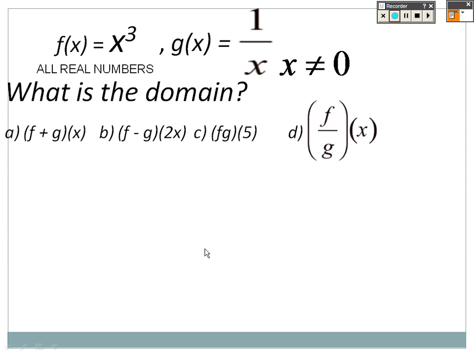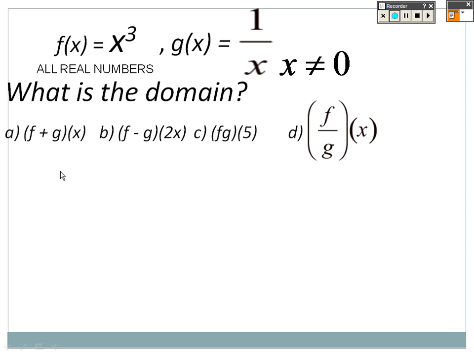Okay, so finding the domain of this, like I said, you know that it cannot be 0. So find the domains of each of those, which I did. So where do they overlap? They overlap everywhere but at 0. That's where they overlap. They overlap at everywhere but 0.